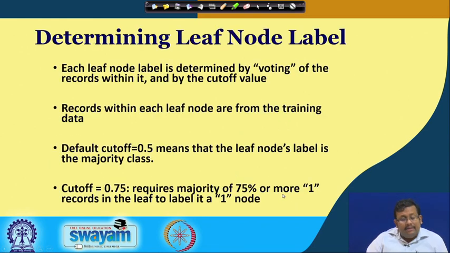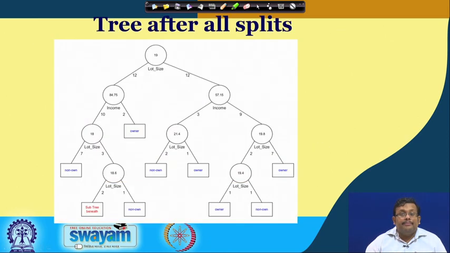Determining the leaf node label: each leaf node label is determined by voting of the records within it and by the cutoff value. Records within each leaf node come from the training data. The default cutoff value is 0.5, which means the leaf node label is the majority class. A cutoff of 0.75 requires a majority of 75% or more 1 records in the leaf to label it as a 1 node.